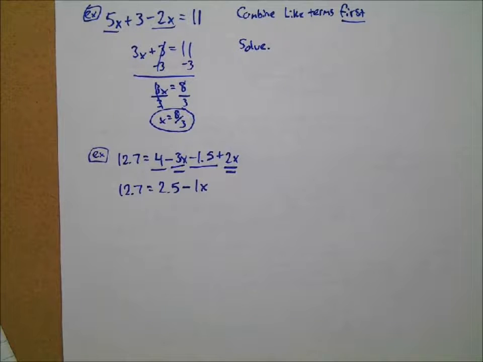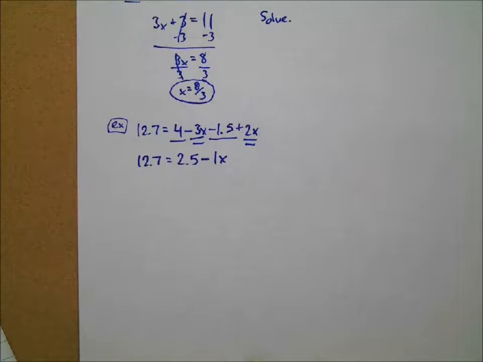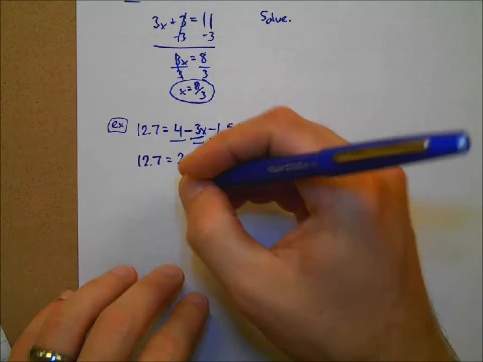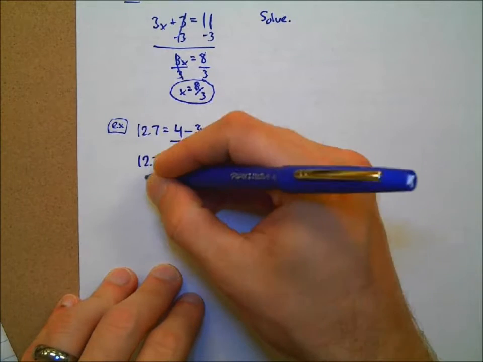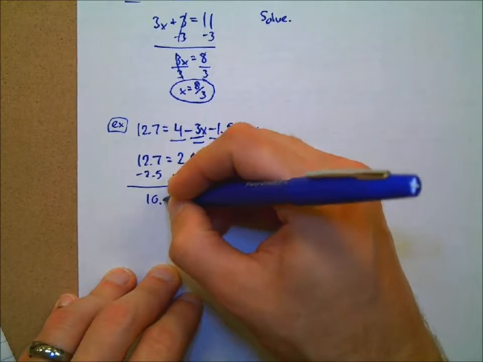All right, how about Caden? What do you say about from this point, Caden? How can we continue from here? What should be our next step? Subtract 2.5 from both sides. You got it. Subtract 2.5 from both sides. So we're left with, what's it going to be, 10.2, I think, equals negative 1x.